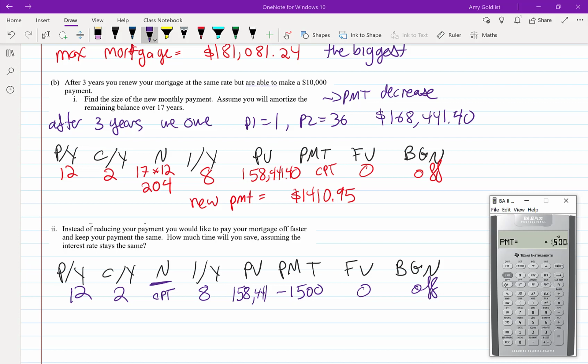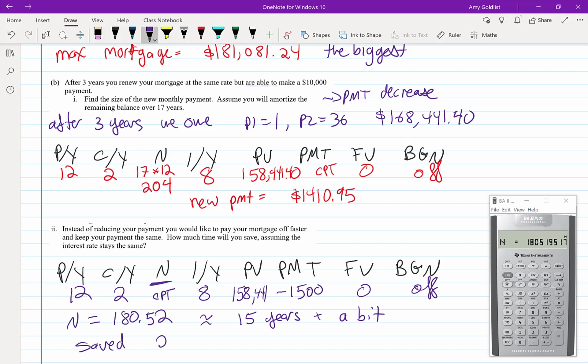Now, when I compute N, I get N is smaller. 180, it's a little over 15 years. It's 15 years and a tiny little bit. So we've now saved 2 years off of our mortgage. We've also saved interest. I'm not going to go through and compute the exact number of interest here. I'm going to do that in Excel instead.